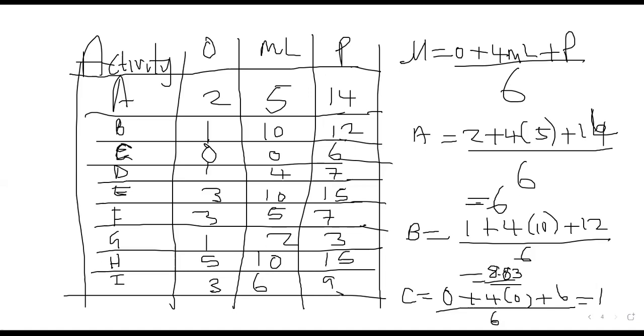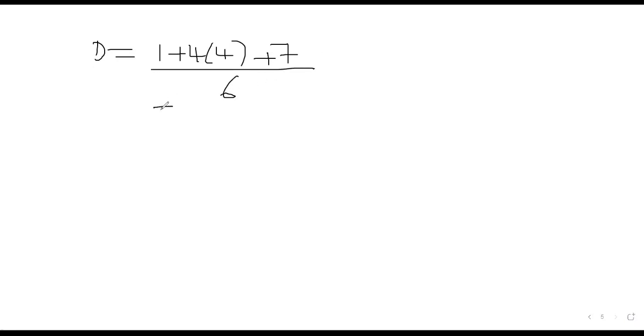Then what about for D? So our D from there is D equal to 1 plus 4 on 4, then plus 7 over 6. Then give me an answer for that one. Our E, 3 plus 4 on 10 plus what? 15 over 6. Give me the answers quickly, please.